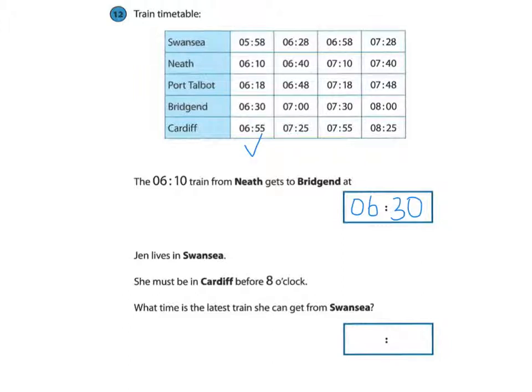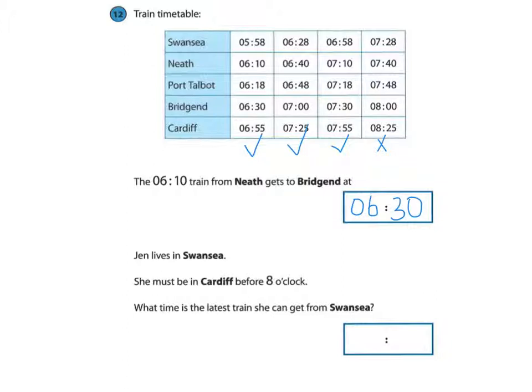If she catches the 6:28 train from Swansea, it gets to Cardiff at 7:25. Again, that's before 8 o'clock, so that's a possible train that she could catch. The 6:58 from Swansea gets to Cardiff at 7:55. Again, that is before 8 o'clock, so it's possible she could catch that train. And the final train leaving from Swansea is the 7:28. That doesn't get to Cardiff before 8 o'clock, it gets in at 8:25. So that one is not possible.